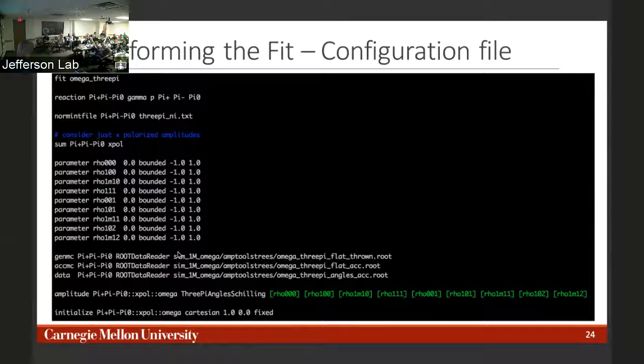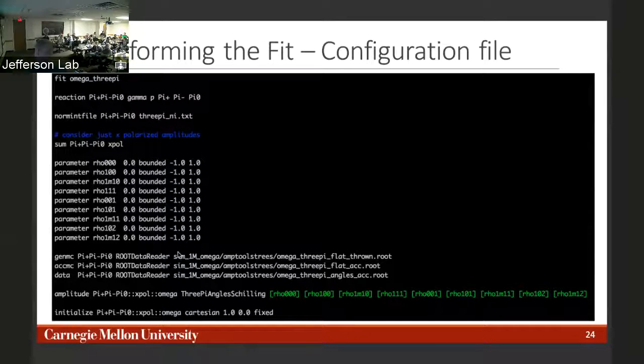So basically we have all these, you can name parameters in AMP tools. So we have this parameter that's each of these spin density matrix elements, with some initial value. We want these to be bounded between -1 and 1, just an arbitrary choice. Those aren't really the physical bounds for these. That's a whole different set of numbers.